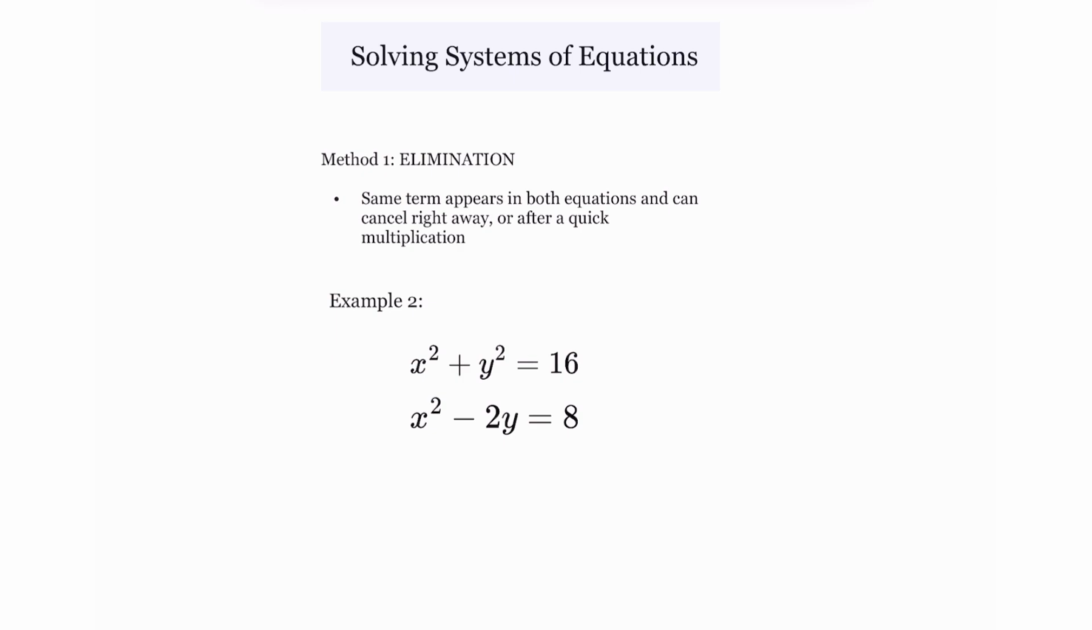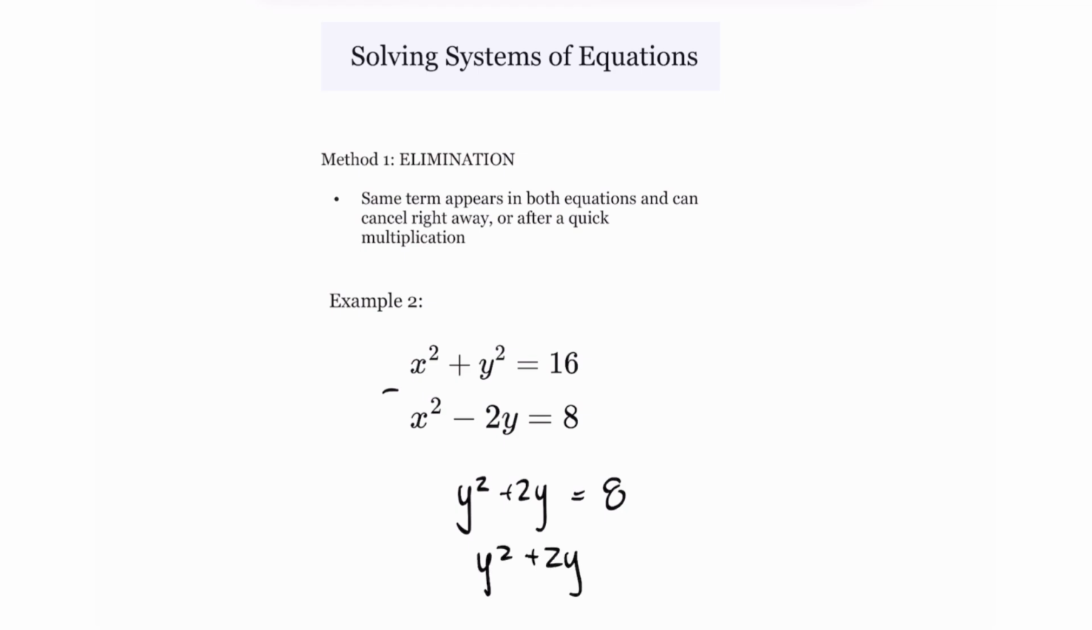Next, moving on to this example, again we use elimination because we have the same term that appears in both. So we do x squared minus x squared, we get 0x squared. Notice that we only have this y squared term in the first equation. So it's like doing y squared minus 0, so it's y squared that gets carried down. And then this first equation doesn't have a y. So it's like we're doing 0 minus 2y, which gives positive 2y. And then 16 minus 8 is 8.